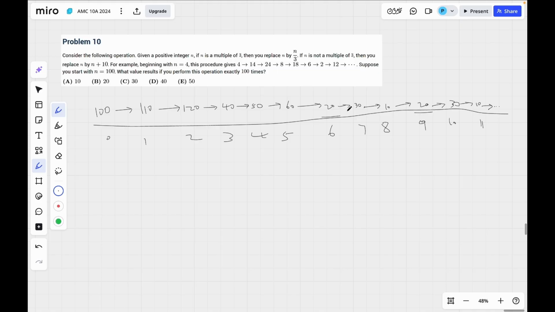This repeats with a period of 3, which means that every 3 terms, the answer is the same. So for example, if the number of times we perform it is a multiple of 3, like 6 and 9, our final answer will be 20. And for 100, the remainder when divided by 3, or mod 3, is 1. So we can look for which numbers have a remainder of 1 when divided by 3. So that number is 7, 10, and so forth. So our answer is 30. And so C is the correct answer.